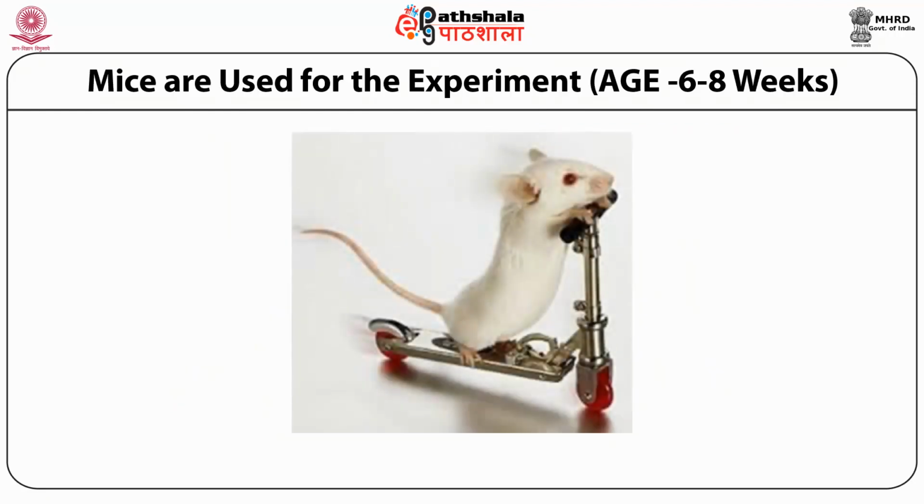At about 6 to 8 weeks, most experiments are done, where the complete adult stage of the mouse is reached. So the experiment can be performed at 6 to 8 weeks of age in mouse.